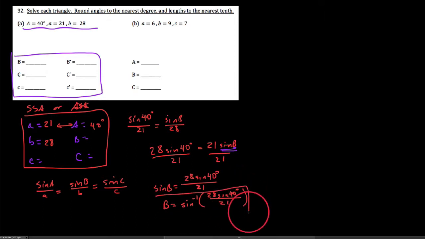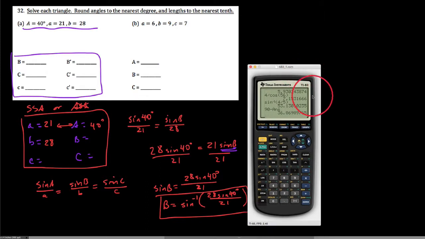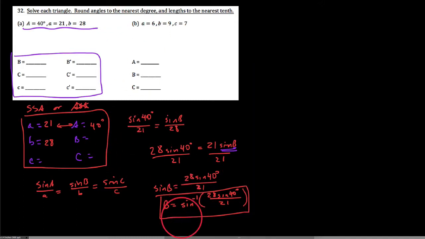So I'm going to put a box around this. We're going to go ahead and get our calculators out here, and I'm going to evaluate this a little bit in pieces. I'm going to do 28 sine of 40 degrees first, and then I'm just going to take that answer divided by 21. And so what I end up with is this number here. What I want to do is take the sine inverse of it though. So sine inverse of my answer gives me this, that it's about a 59-degree angle here. And so this says round angles to the nearest degree. I'm going to say B is about 59 degrees.